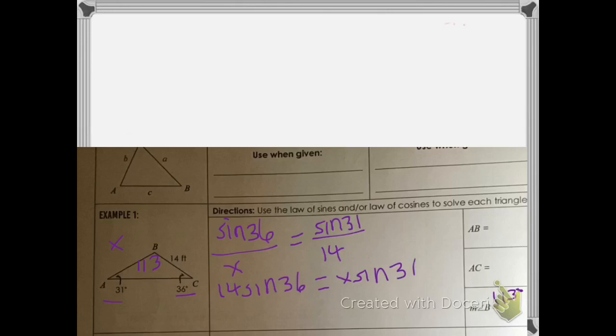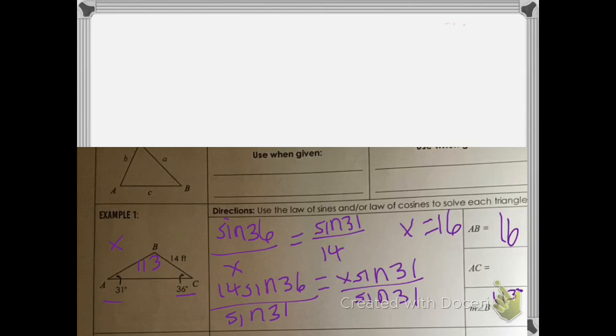So across from X is 36. The sine of 36 over X equals, I'm just going to use 31 and 14, so sine of 31 over 14. If you cross multiply, 14 sine of 36 equals X sine of 31, and then divide by sine of 31. If you put that in your calculator, you are going to get that X is 16. So AB is 16.